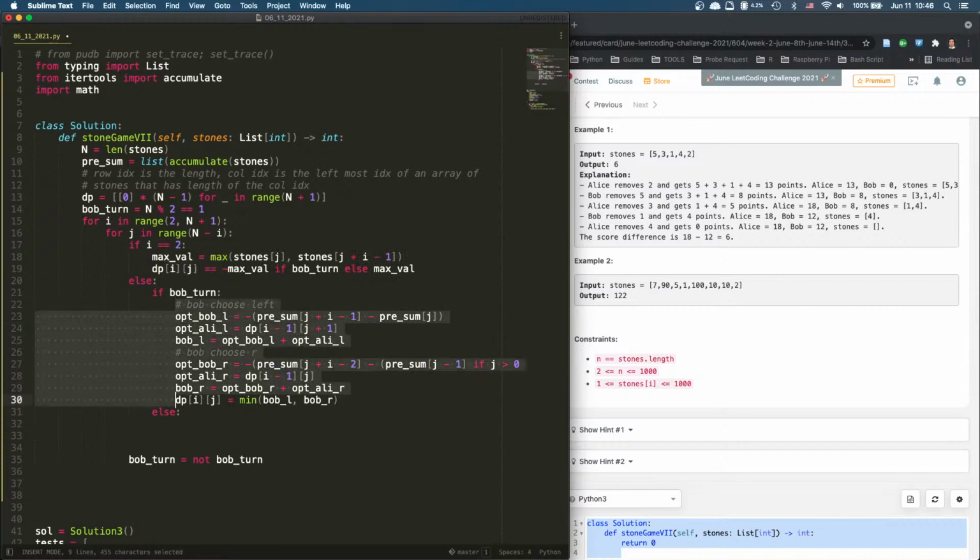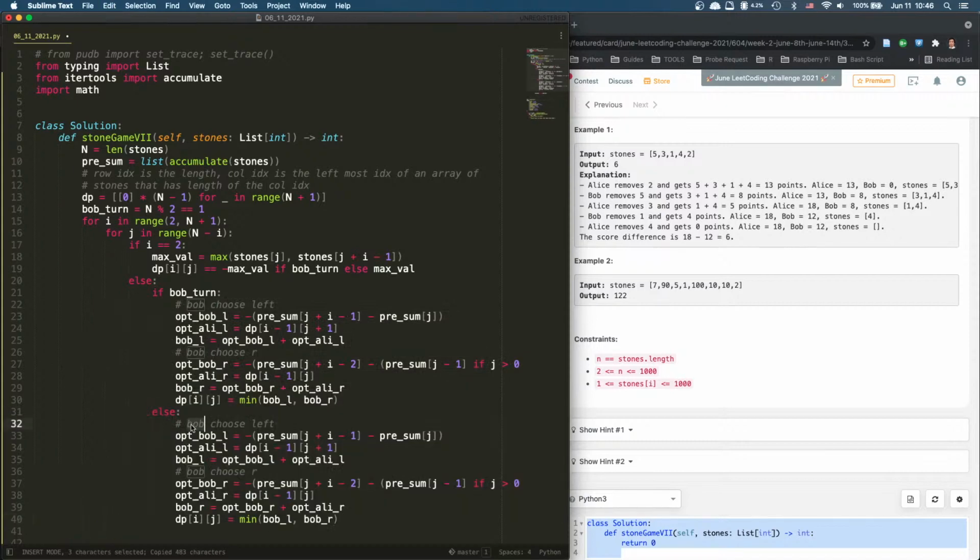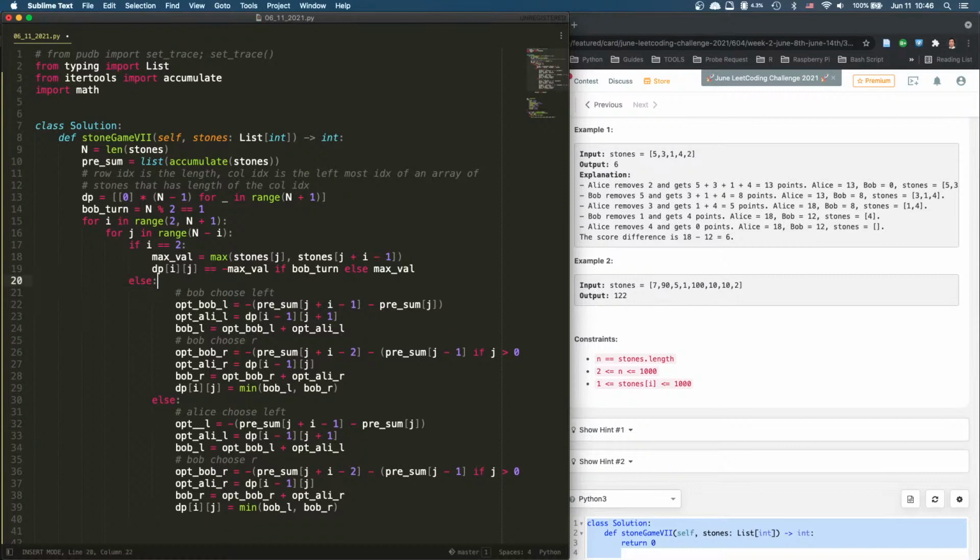so we're going to copy the entire thing. So if it's not Bob's turn, it's Alice's turn. So Alice chooses left. That's the same thing, right? That's the exact same thing. So it's not going to be whose turn here. Whose turn is going to be determined at the end. So we just say choose left or choose right.